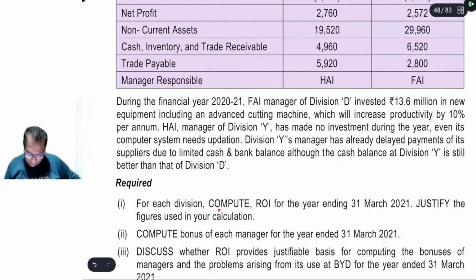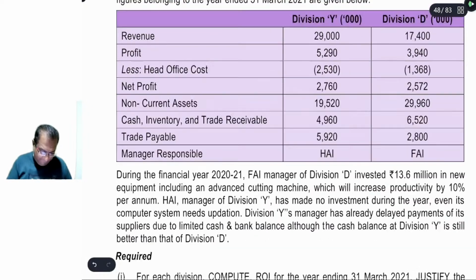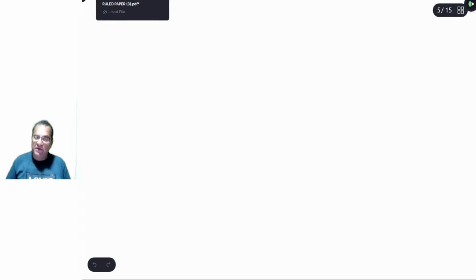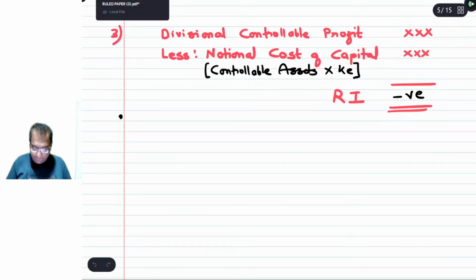ठीक है, for each division compute ROI for the year ended 31st March 2021 and justify the figures used in your calculation. ओके बेटा, तो सबसे पहले अपन ROI निकालते हैं दोनों ही डिपार्टमेंट का, Department Y and Department D. So what is the formula of ROI?